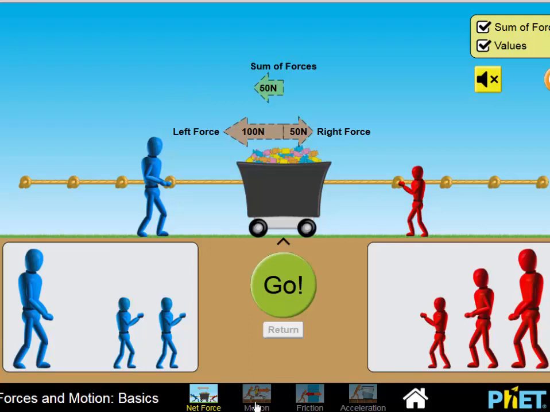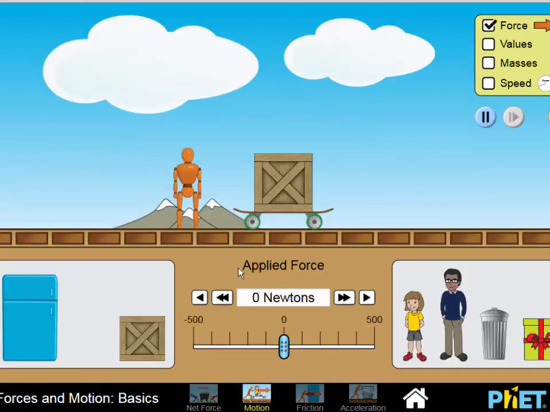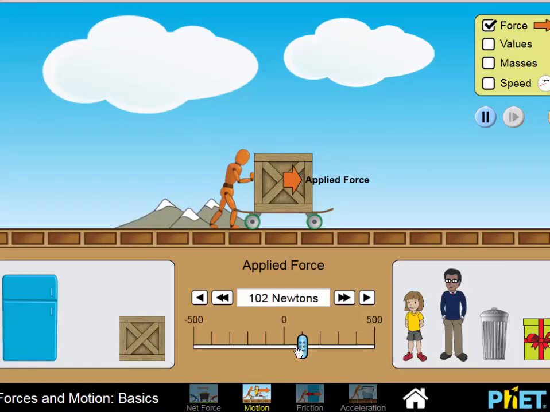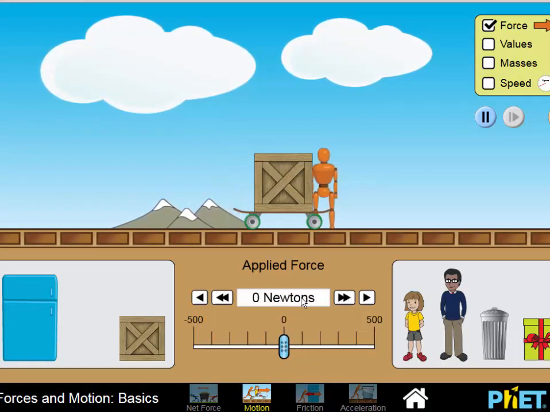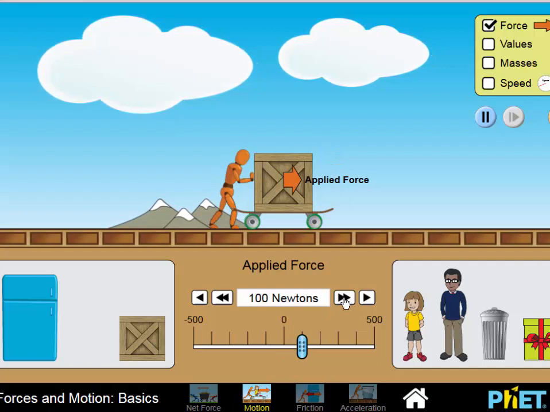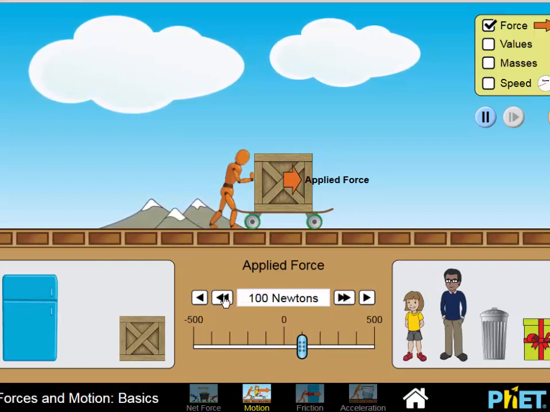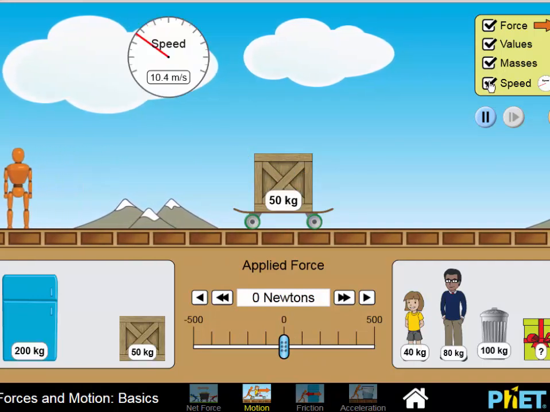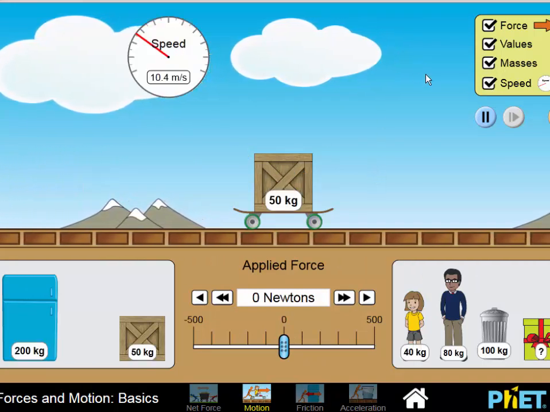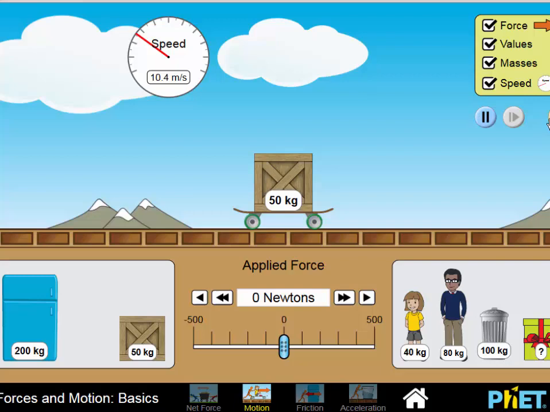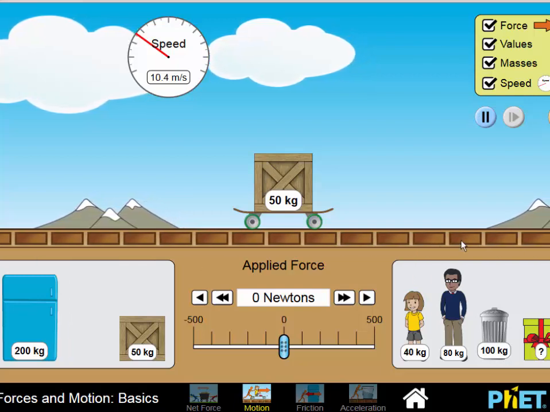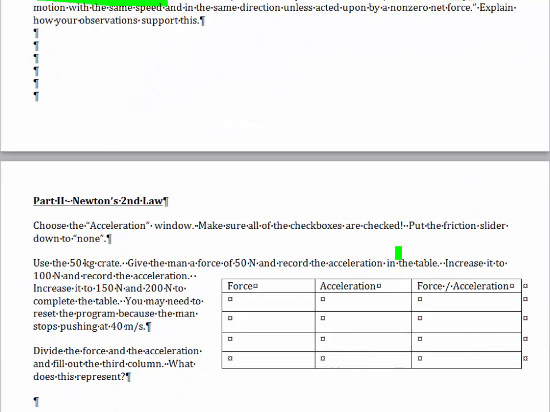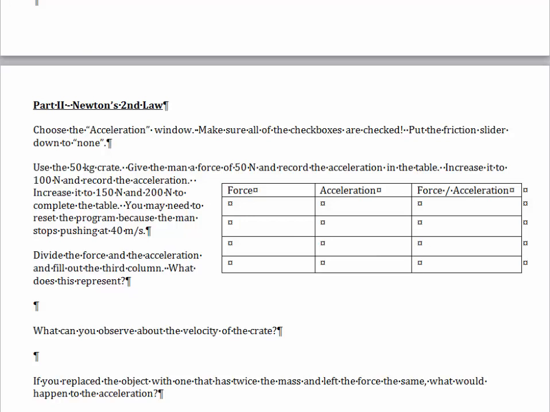You're going to see right down here we've got the motion window, and you can apply forces different ways. You can use the slider right over here. You can use this button right over there, so it'll go up in 50-newton increments, and we can go ahead and stop it. Again, please do make sure you have these boxes checked so you can read off the values as you need them.